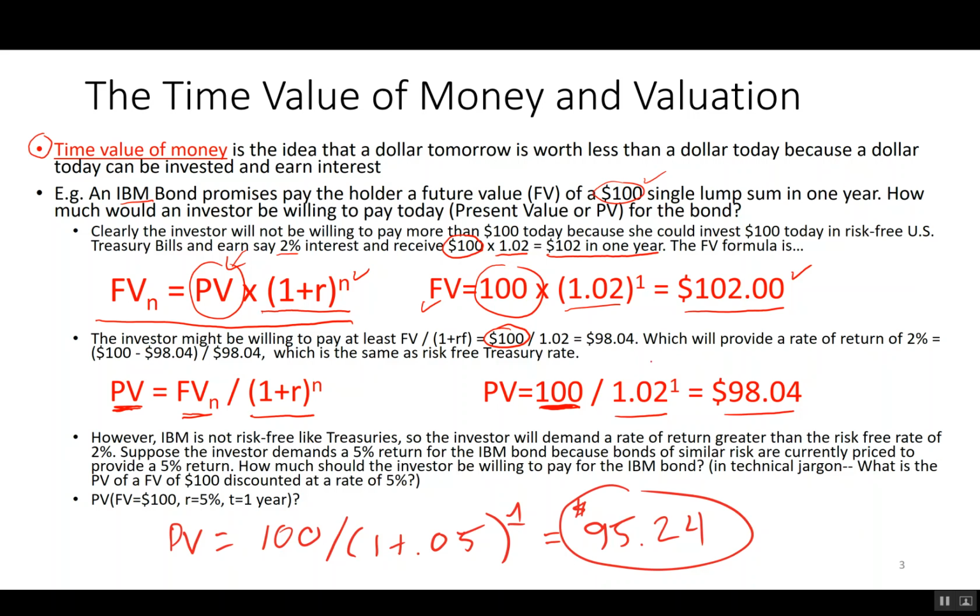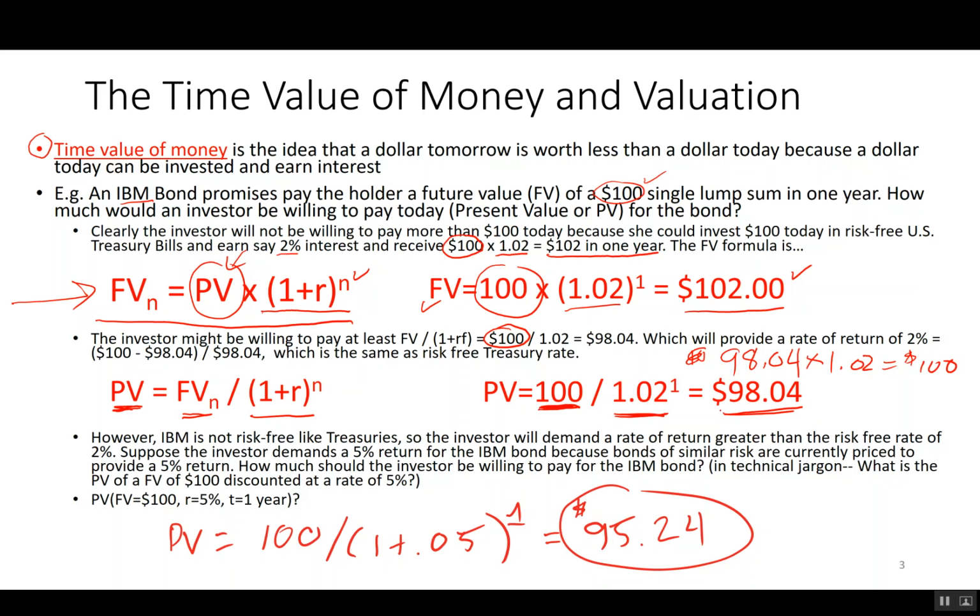And we could prove this calculation by using the calculation up here. If I do invest $98.04 today and earn 2% interest, I will have exactly $100 next year. So this is the rationale to justify paying at least $98.04 today for a promise of IBM of $100 next year. That'll guarantee me a rate of interest of 2%.